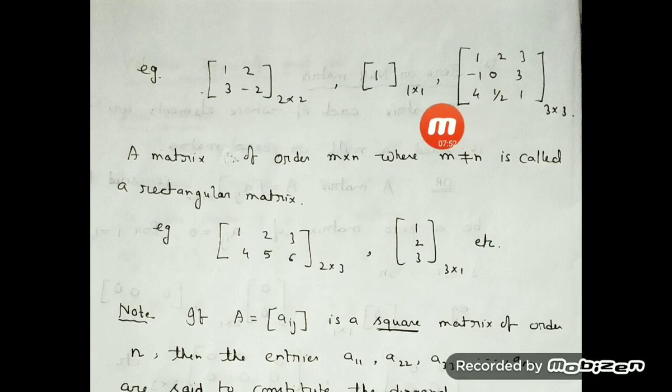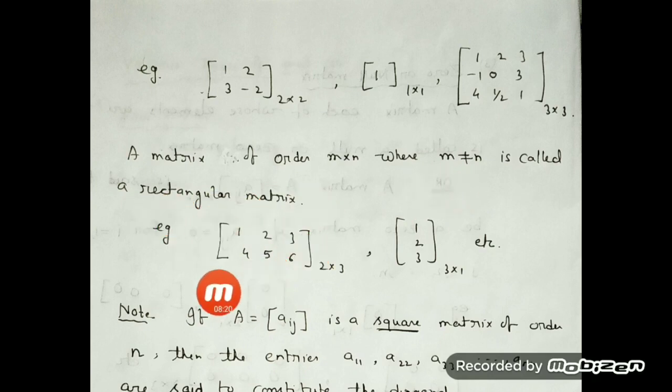Okay, now you see, if the number of rows and columns are not equal, then this is called a rectangular matrix. A matrix of order m by n, where m is not equal to n, is called a rectangular matrix. So in case of a rectangular matrix, m is not equal to n. What do m and n represent? Rows and columns are not equal. When rows and columns are not equal, it is said to be a rectangular matrix.